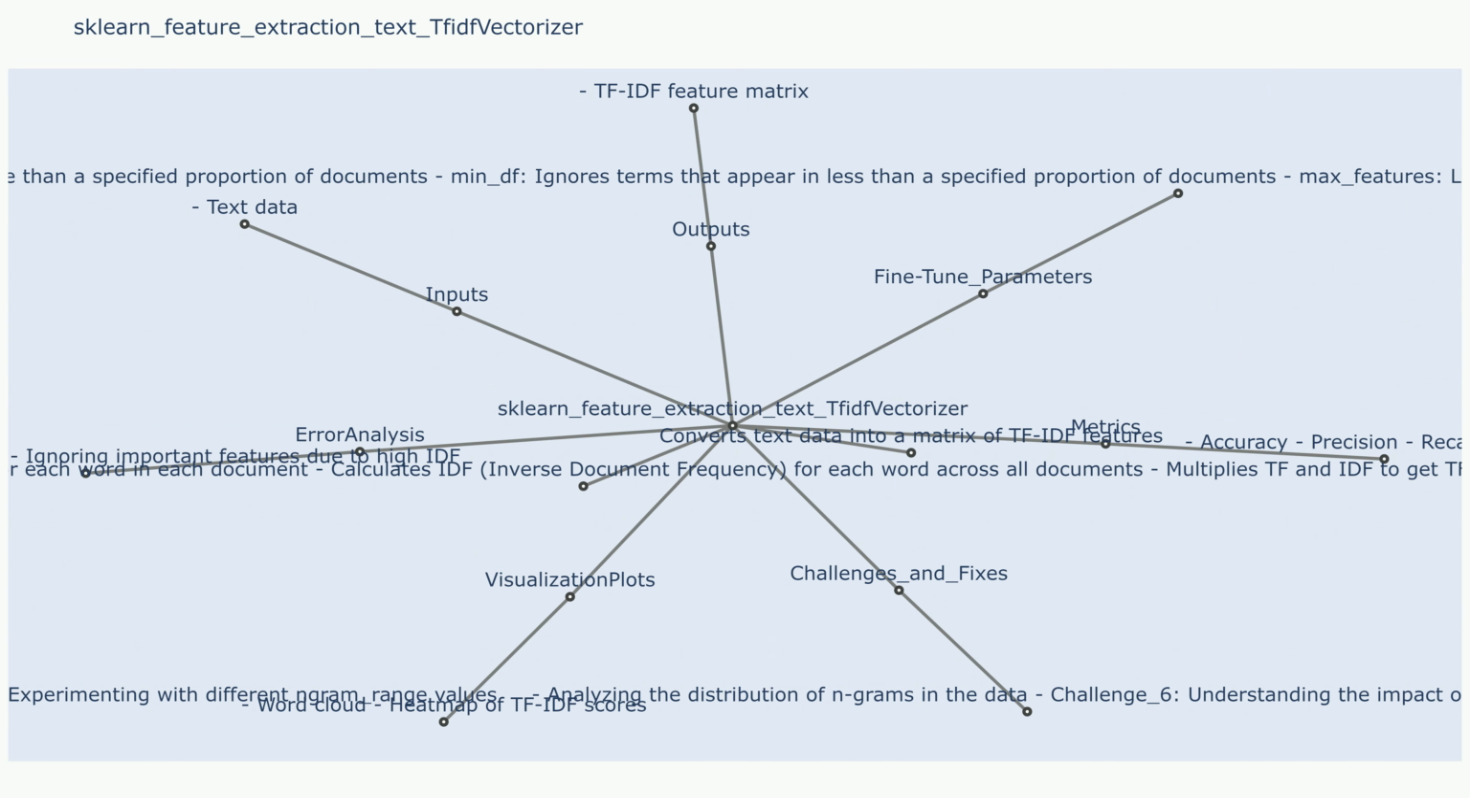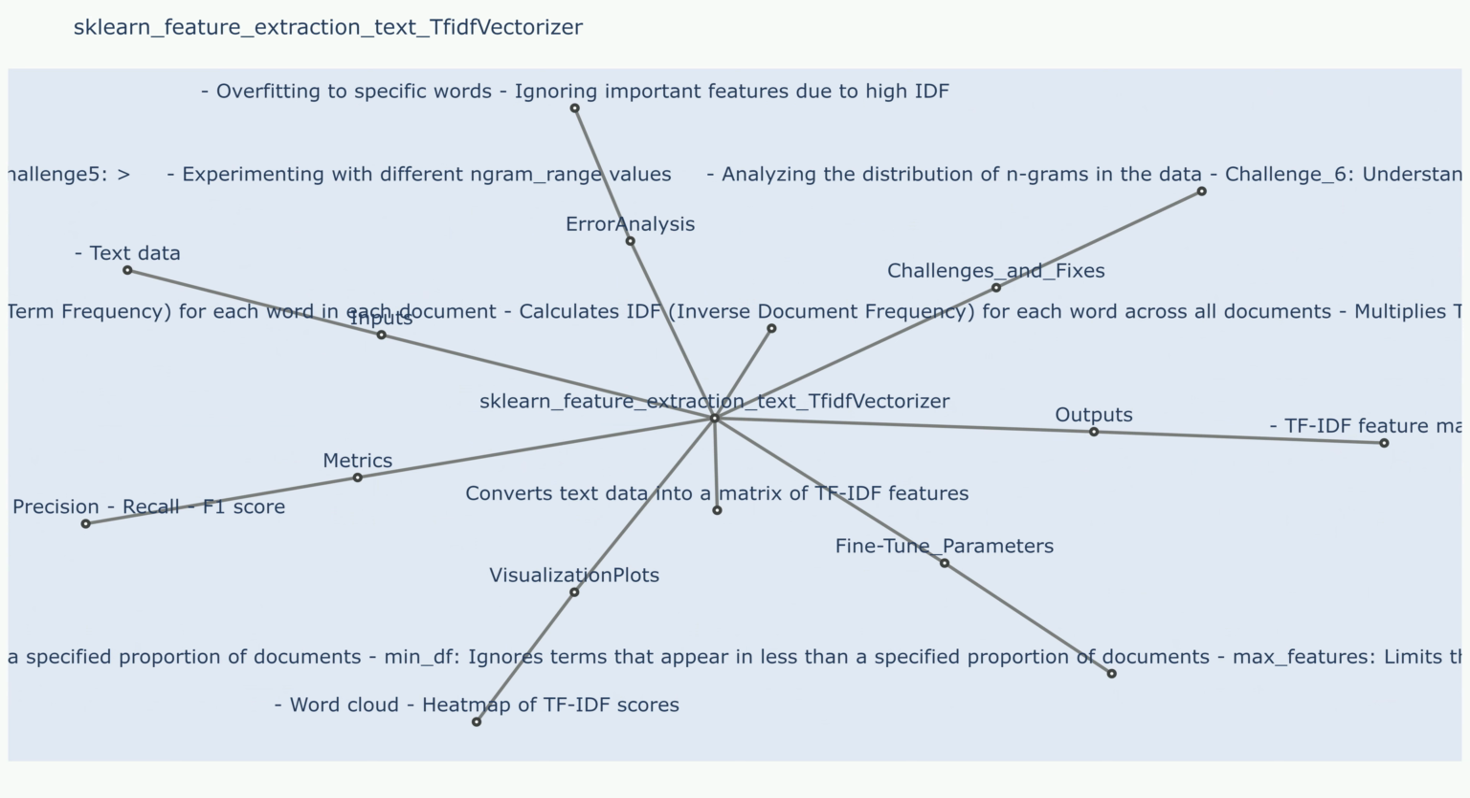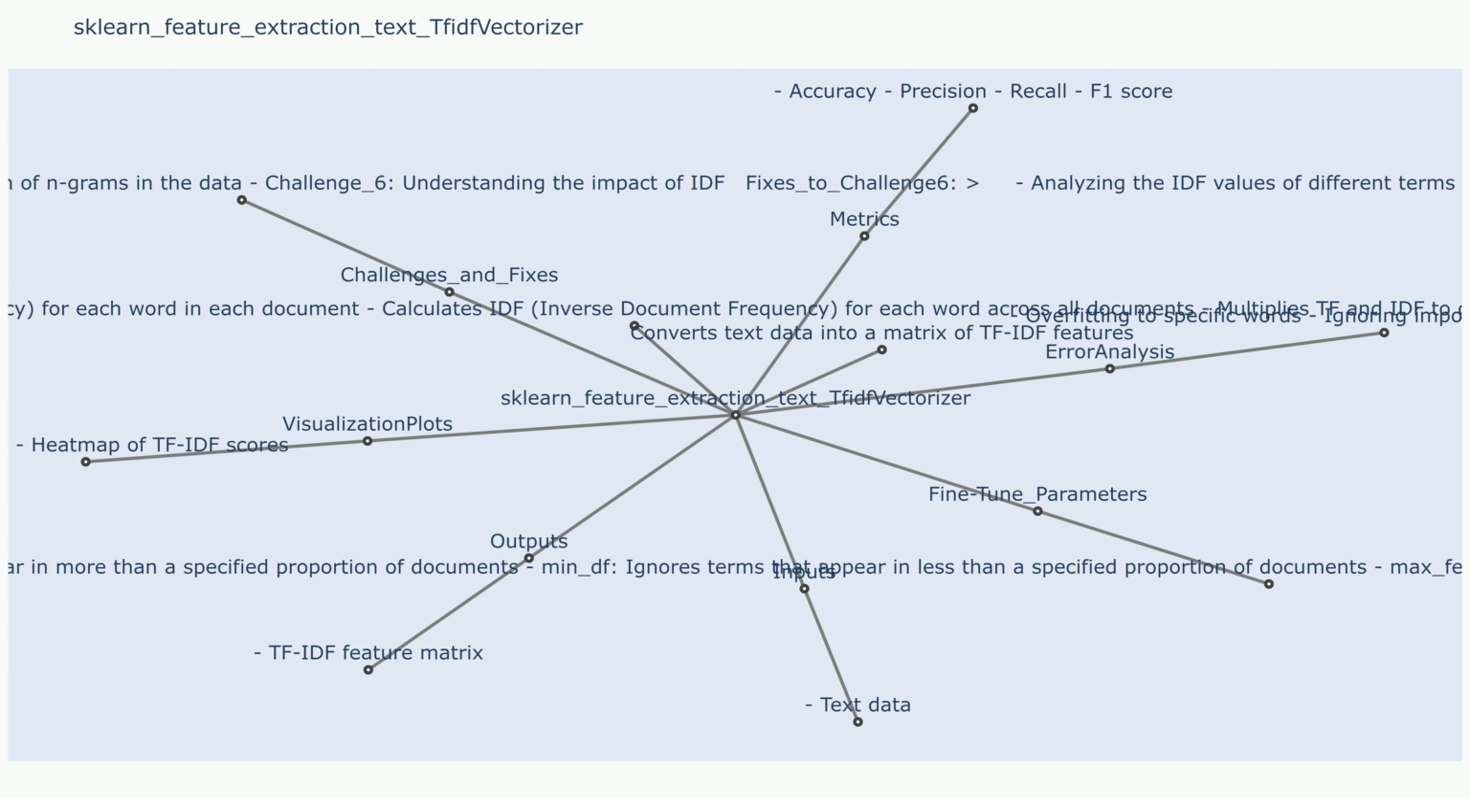max_df ignores words that occur in more than a specified percentage of documents. min_df ignores words that occur in less than a specified percentage of documents. max_features limits the vocabulary to a maximum number of features. use_idf: whether to use IDF weighting, true by default. smooth_idf: whether to smooth IDF weights, true by default. Uncertainty methods: TF-IDF is a deterministic transformation, not a probabilistic one, so uncertainty methods are not applicable.